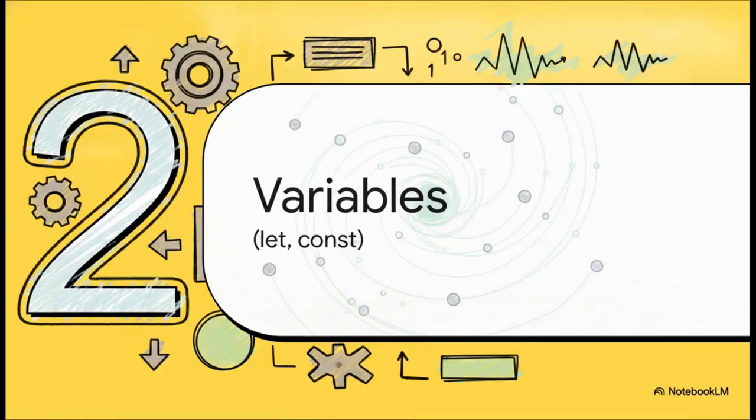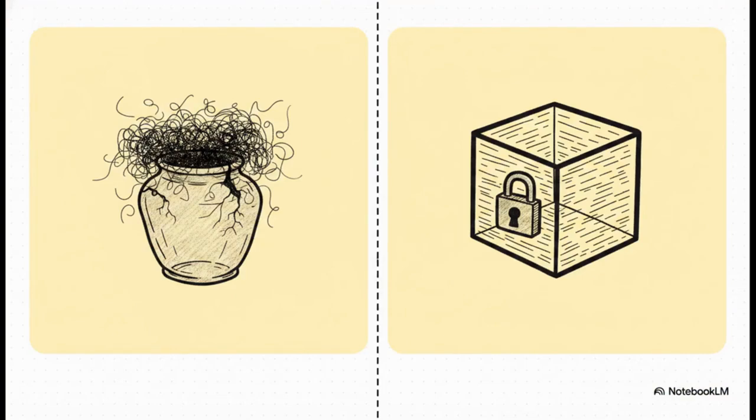Moving right along to Section 2, Smarter Variables with Let and Const. Okay, so in legacy JavaScript, you pretty much declared everything using var. But var had this really nasty habit of leaking out of its intended scope. It caused those incredibly frustrating errors where a variable you thought was totally isolated suddenly overwrites something else entirely. It's the worst, right? Well, modern JavaScript entirely sidesteps this issue.